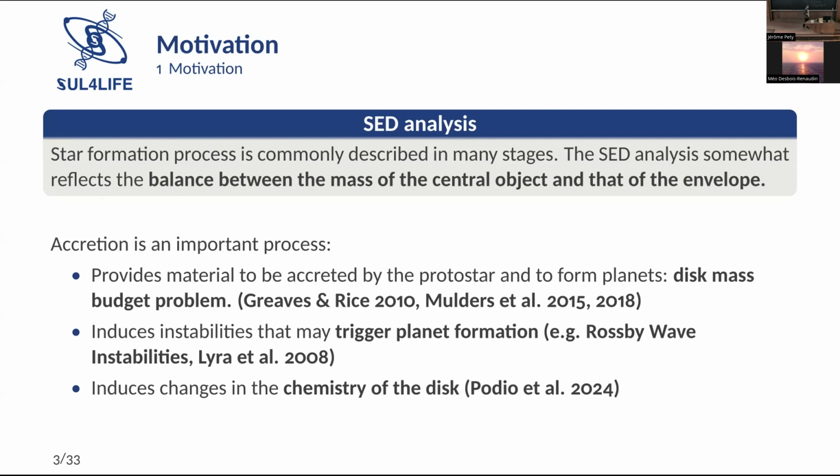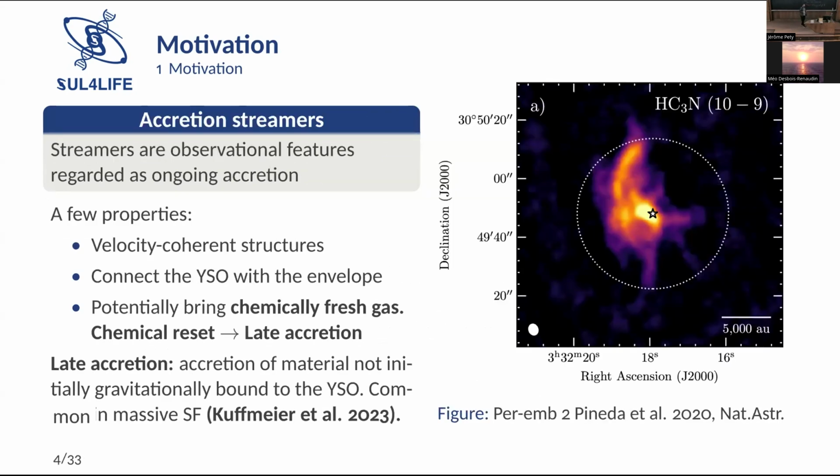And finally, and I'm an astrochemist, so accretion could also induce local changes in the chemistry of the disk. In this example, there is an enhancement of deuteration where, let's say, the accretion lands on the disk. So I will just focus on accretion streamers.